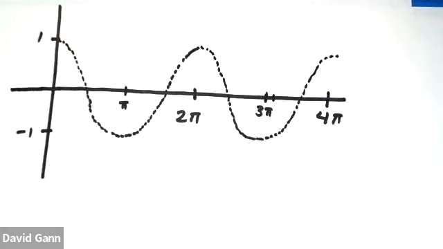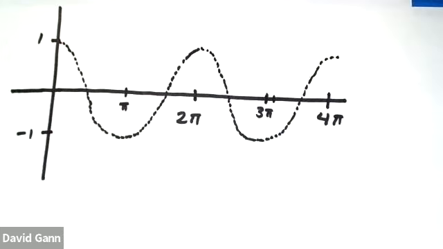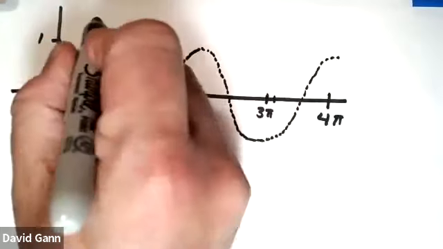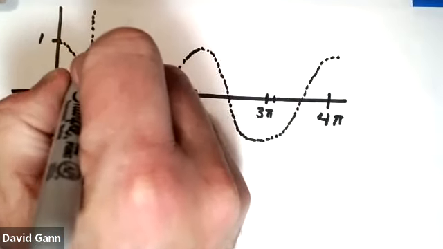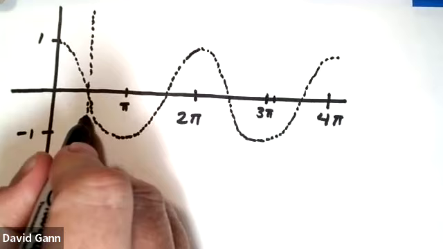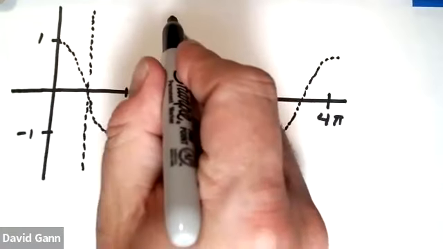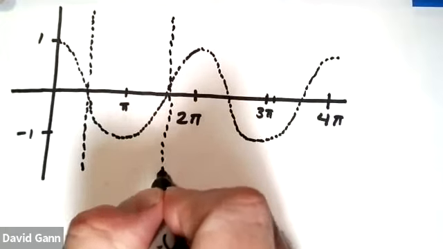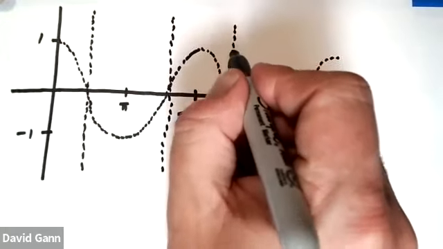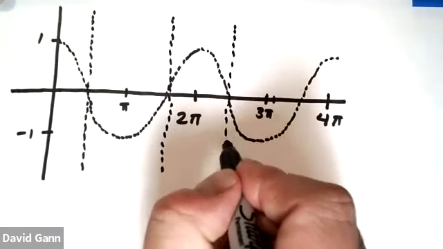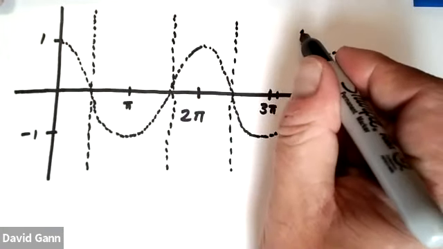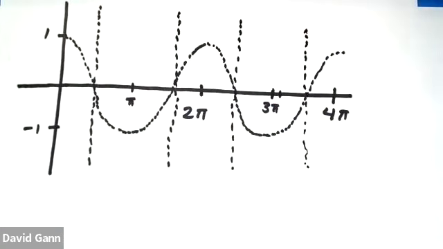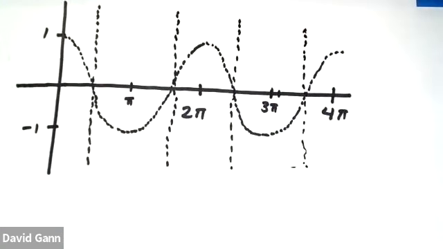So if we're going to draw secant, we would start by putting in these vertical asymptotes anywhere where cosine is 0. So let me place one here, place one here, place another one here, and finally one here. I haven't got it real well spaced out, but those should be even distances between them.